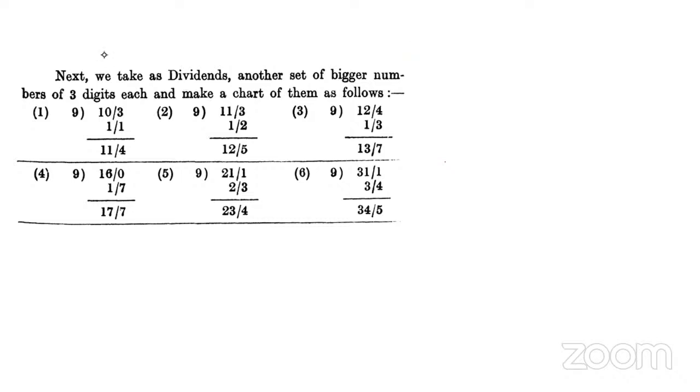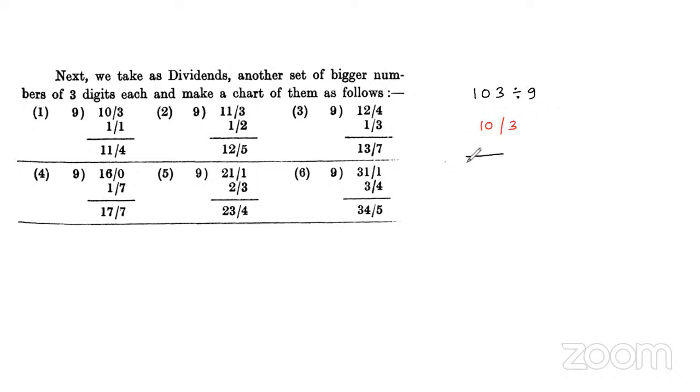In this case, we are taking a 3-digit dividend. So 103 divided by 9 is there. In the first problem, you can see the unit place digit is one part and the remaining digits will be another part. So we are dividing into two parts, one left and another right.